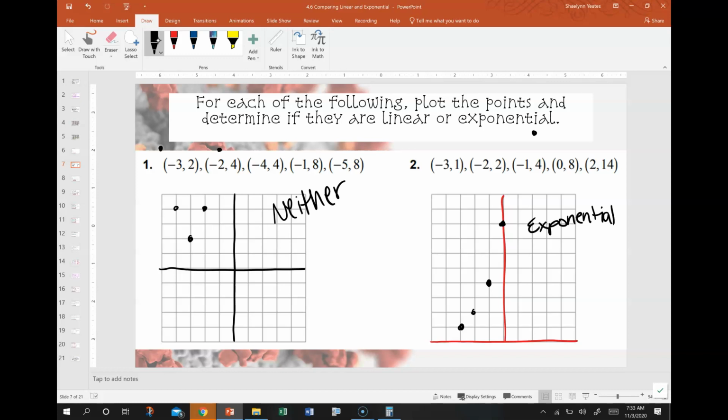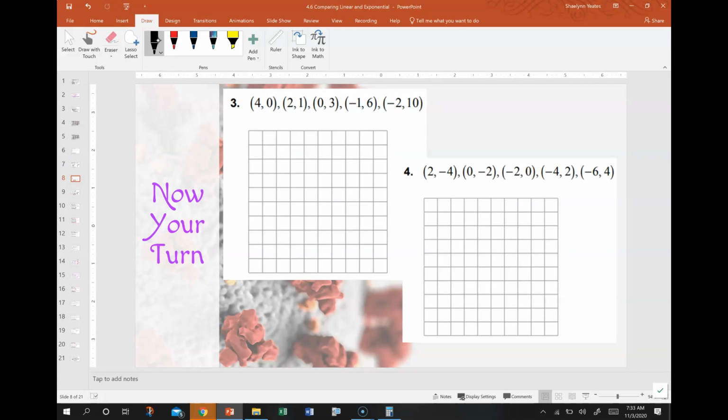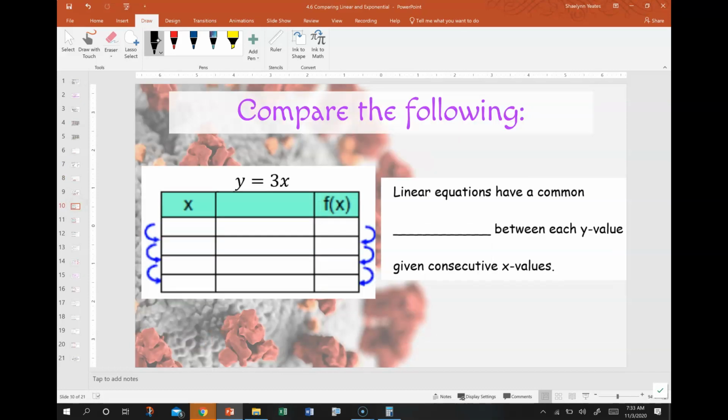Alright, so I was able to tell something was neither or exponential. I want you guys to go through and you decide these two. Once you finish with that, we'll come back together here.